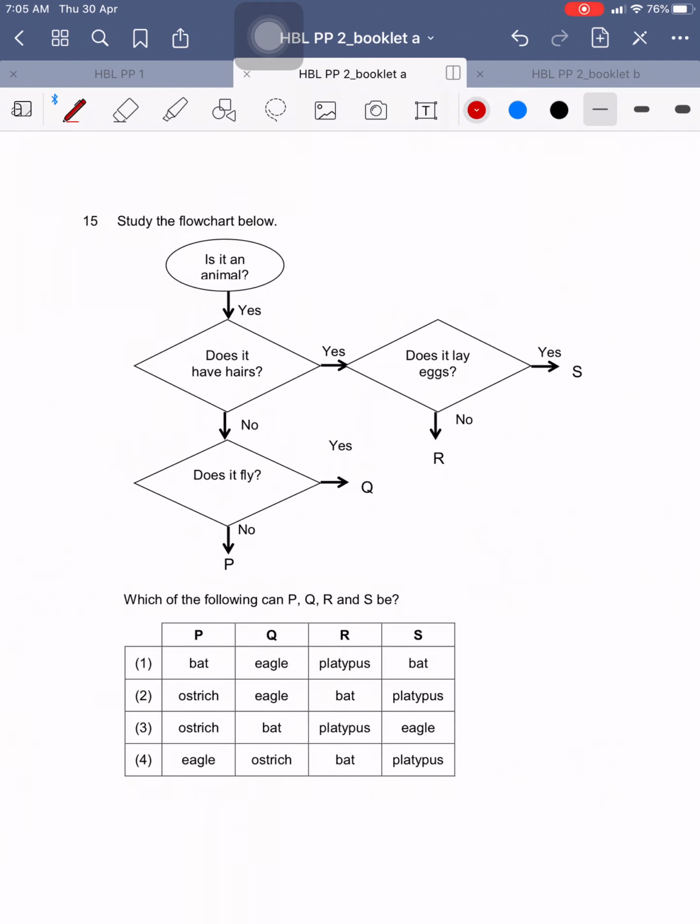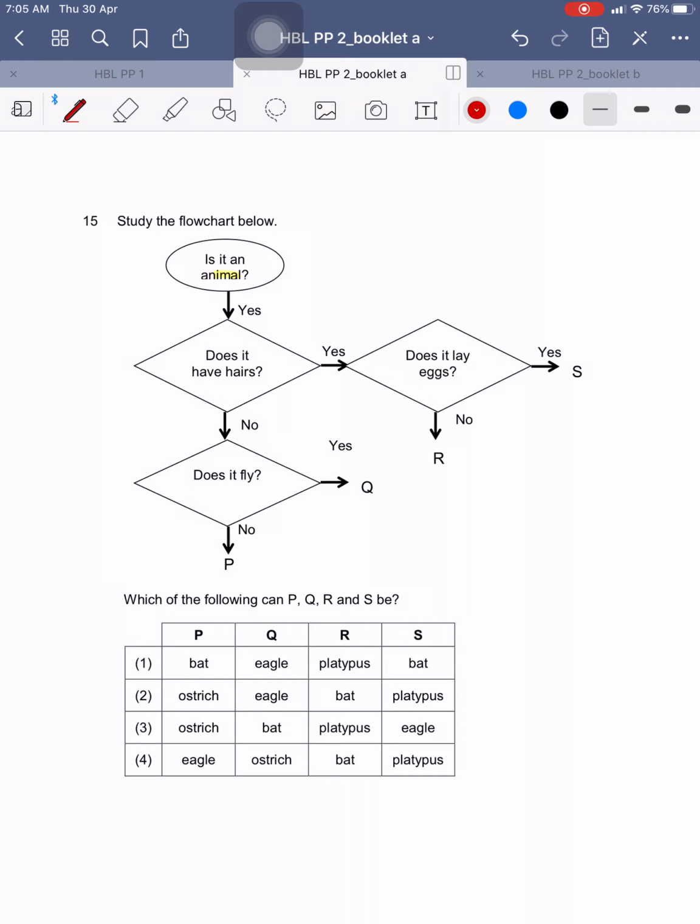Okay. Next question, number 15. Now study the flow chart below. Which of the following can P, Q, R, and S be? The first question says, is it an animal? Well, if it's yes, you go downwards. And the next question will be, does it have hair? So let's try out the options one by one.